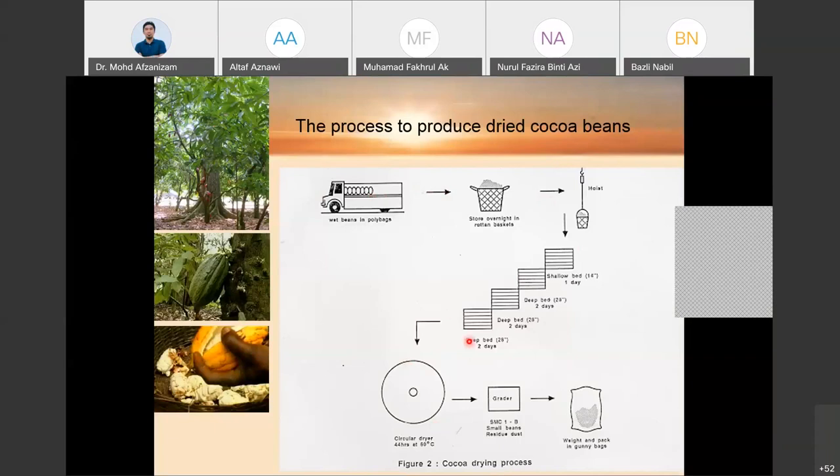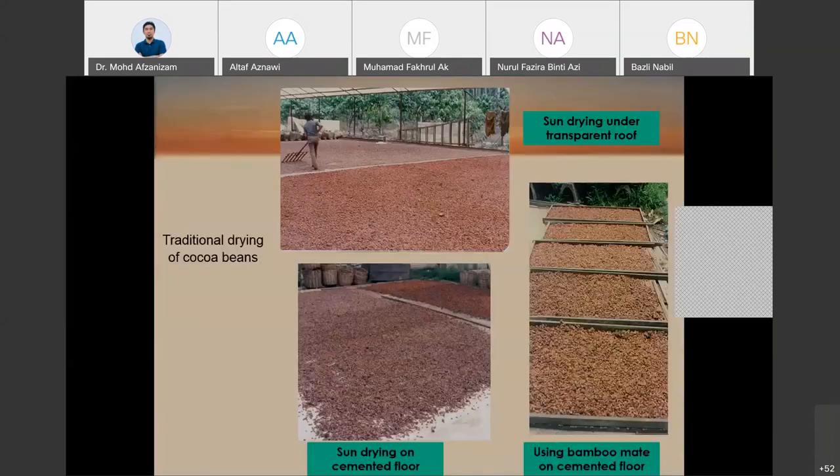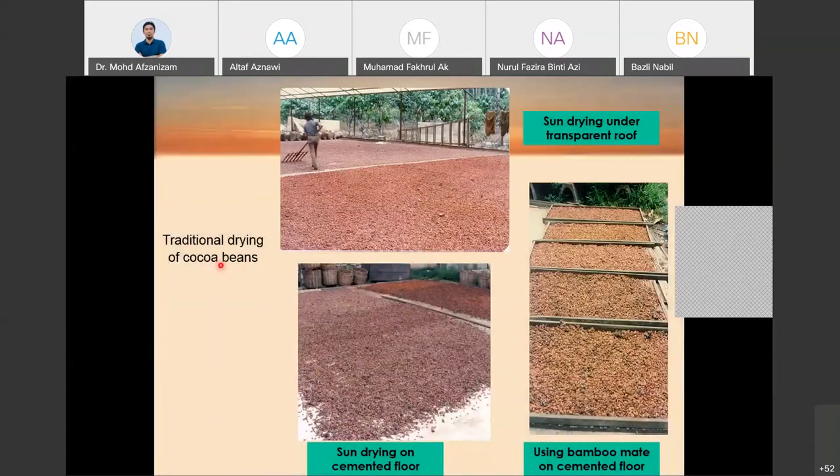So basically, the drying of the part. This is how it looks like. Traditional drying of cocoa beans: drying on the cemented floor. Or drying under a transparent roof, using a bamboo mat on the cemented floor, so they lay a layer of bamboo over the cemented floor and then go through the process to dry it.